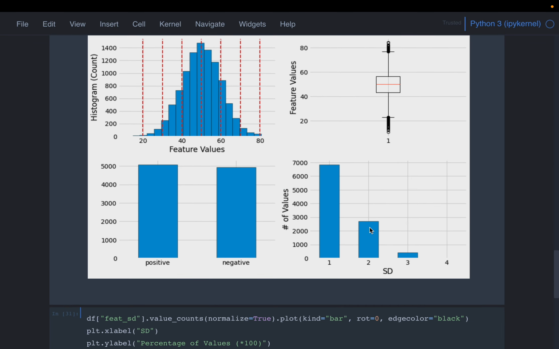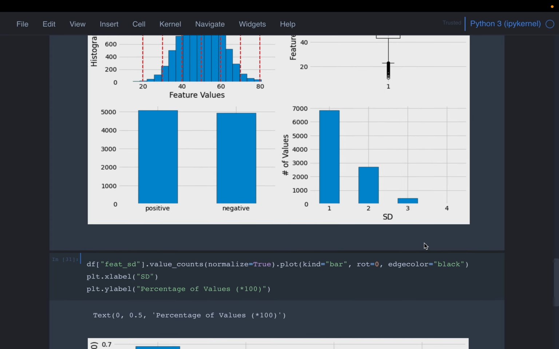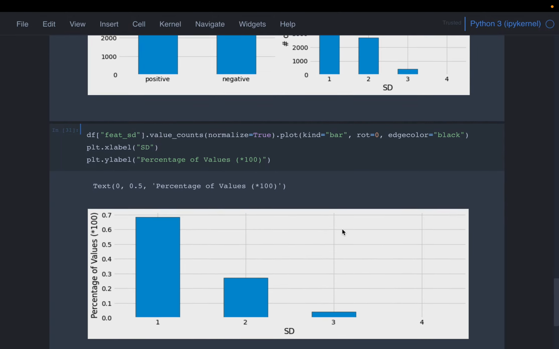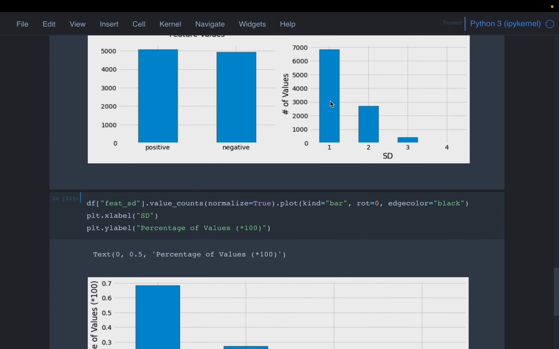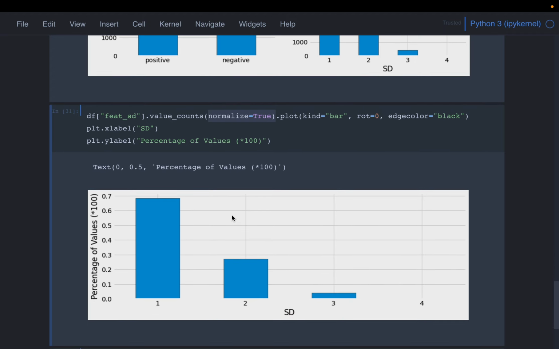So this is that value, and then 3 sigma, and usually the values outside 3 sigma are considered outliers. So we have a very small fraction of values after 3 sigma. Okay, here we are looking at the same plot, but it's normalized so that we can look at the percentage. So as we discussed, within 1 sigma we have about 0.68, that's a fraction.